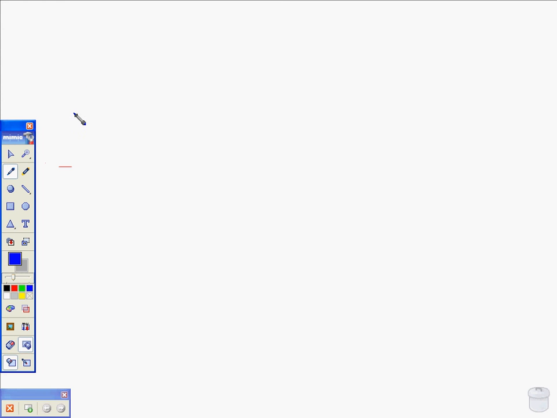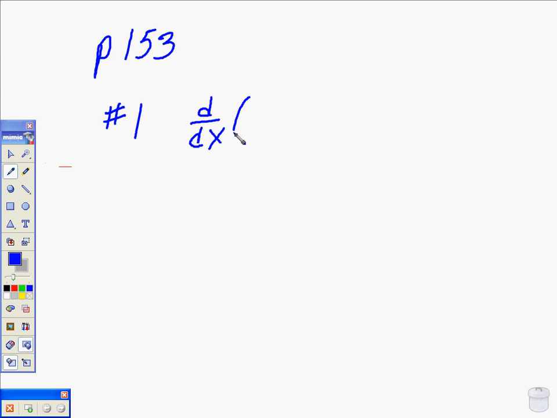Okay, so we are on page 153, and this is number 1, and the question is, find the derivative of the sine of 3x plus 1. Okay. And they say u should be 3x plus 1.